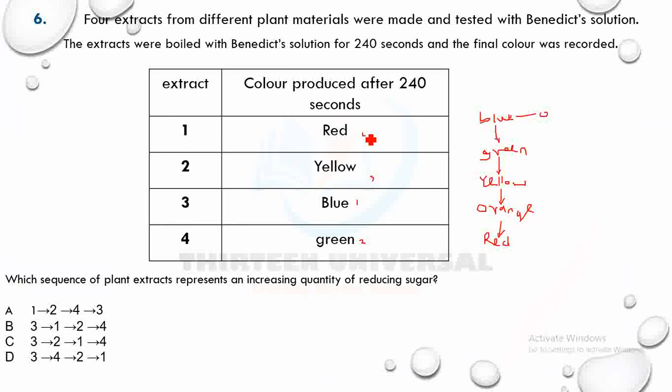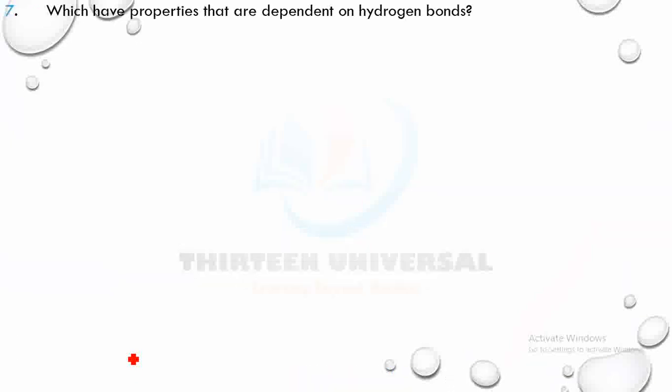All right, so which option starts with blue? Blue is 3. All right, okay, C and D. The next is green. Green is 4. Okay, so this option makes sense. What do you think? Yep. So let's go to the next question, guys.